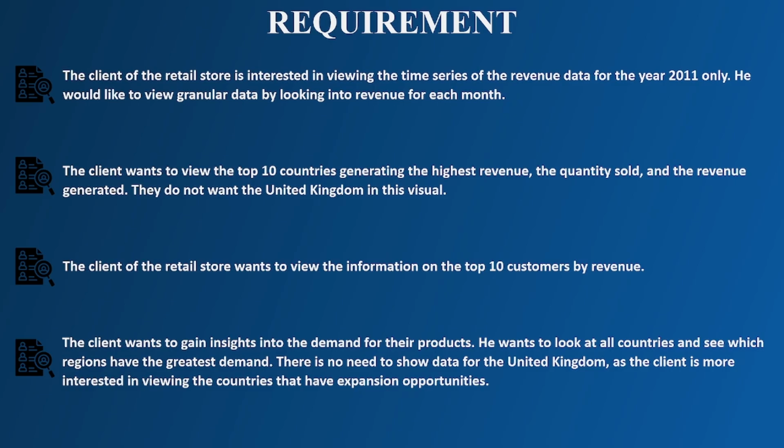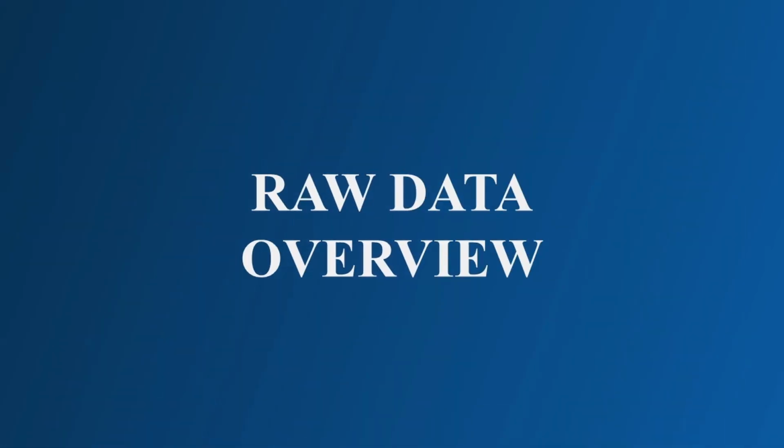Question 3 is: the client of the retail store wants to view the information on the top 10 customers by revenue. Question 4 is: the client wants to gain insight into the demand for their products. He wants to look at all countries and see which regions have the greatest demand. There is no need to show data for the United Kingdom, as the client is more interested in viewing the countries that have expansion opportunity.